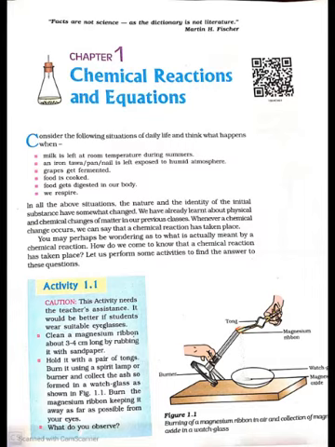Question 8. Write the balanced chemical equation for the following and identify the type of reaction in each case. A. Potassium bromide plus barium iodide is equal to potassium iodide plus barium bromide. B. Zinc carbonate is equal to zinc oxide plus carbon dioxide. C. Hydrogen plus chlorine is equal to hydrogen chloride. D. Magnesium plus hydrochloric acid is equal to magnesium chloride plus hydrogen.